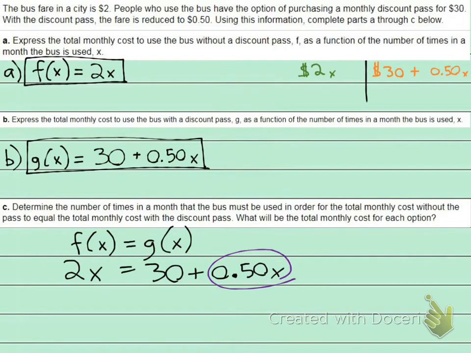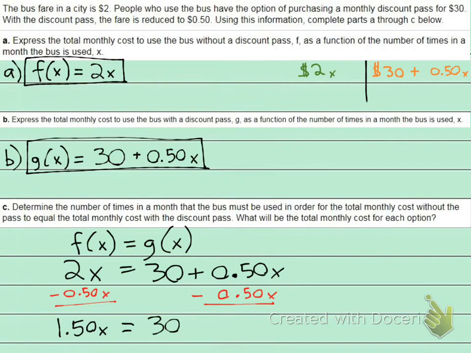Let's get all of our x's over to the same side. I'm going to move them all to the left, so I'm going to subtract 0.50x from the right side of the equal sign, and I'm going to subtract it from the left side of the equal sign. On the left side, 2x minus 0.50x is going to be 1.50x. Use your calculator if you need to. And on the right-hand side, it's just 30. No more x's on the right-hand side.